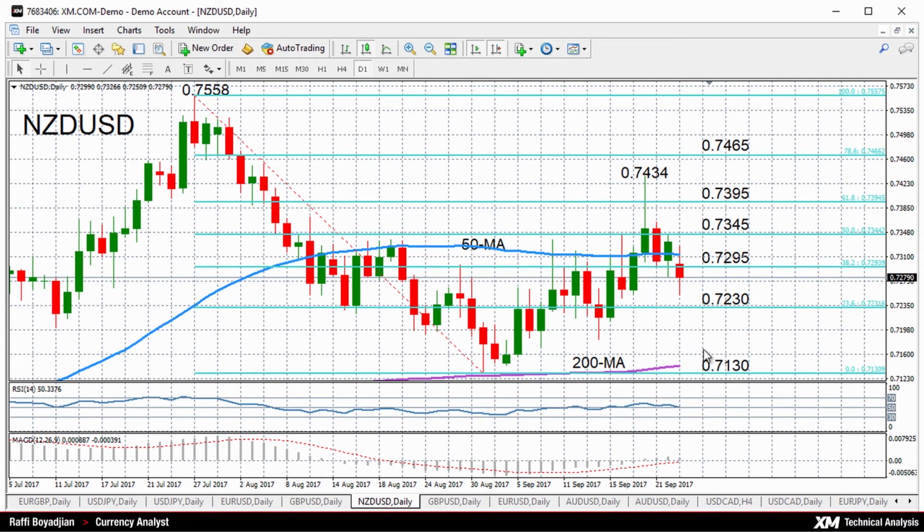And finally, for today's pair, let's look at the Kiwi dollar. We can see prices did manage to make a 1.5-month high of 0.7434 earlier in the month. Prices have come down sharply since then, and it is looking very neutral for the moment for the Kiwi dollar pair. RSI is just at 50 and MACD is also hovering around 0.